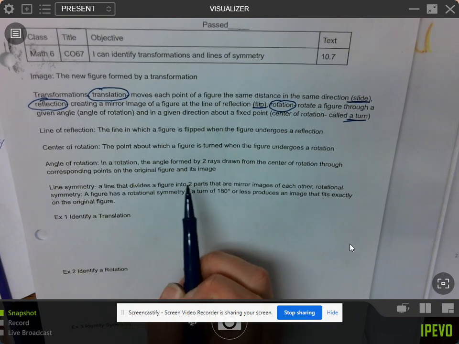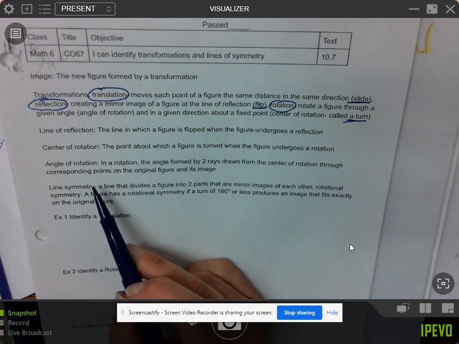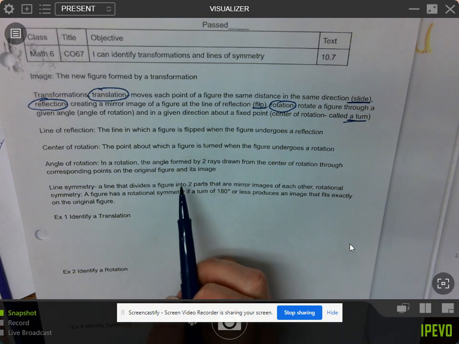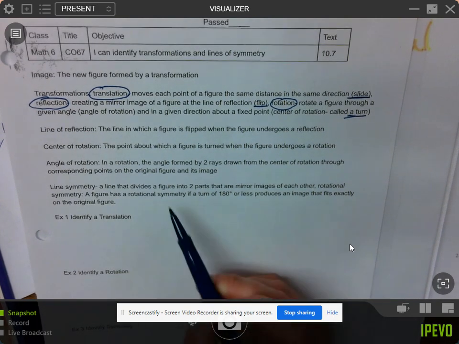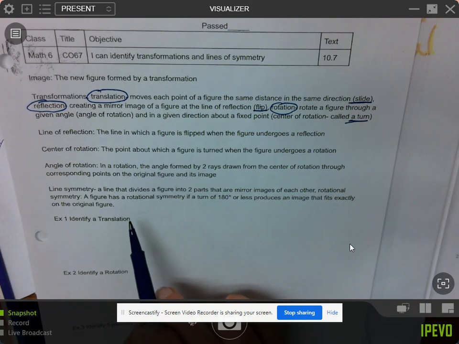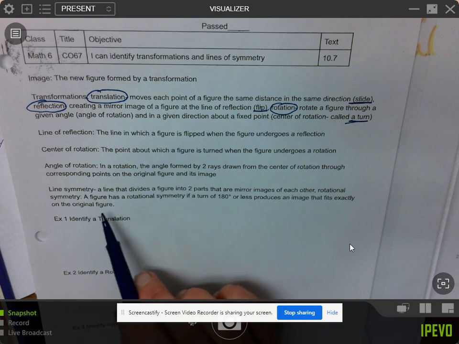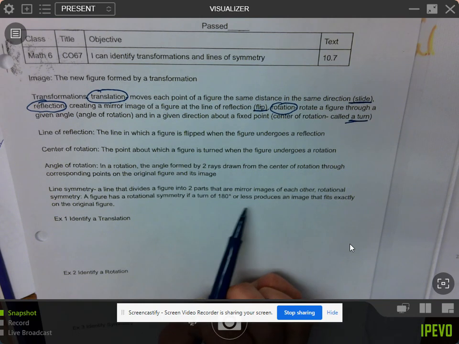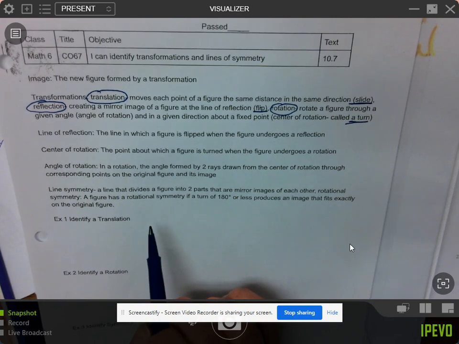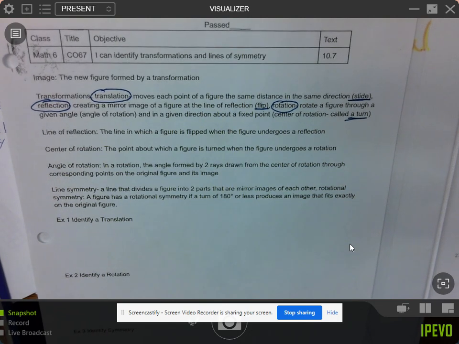The angle of rotation is the angle formed by two rays drawn from the center of rotation through corresponding points on the original figure to its image. So we're going to go through examples of these. That line of symmetry I just talked about, it's the line that divides two parts that are mirror images of each other. Rotational symmetry is when a figure has a rotational symmetry if a turn of 180 degrees or less produces an image that fits exactly on the original figure.